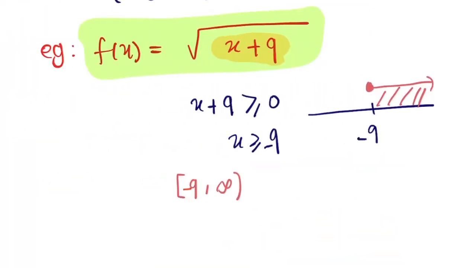Let's see this question here. f(x) equal to square root of x plus 9. What we should do is take the term under the radical, so x plus 9 should be more than or equal to 0.